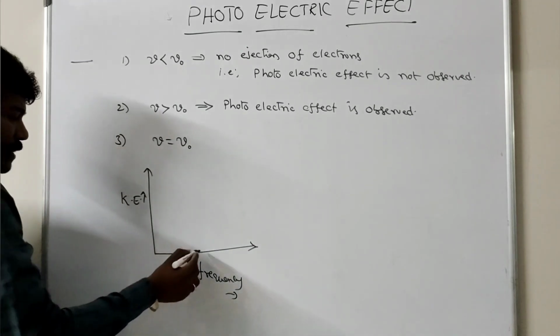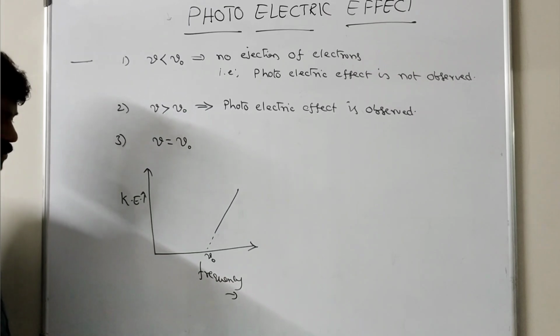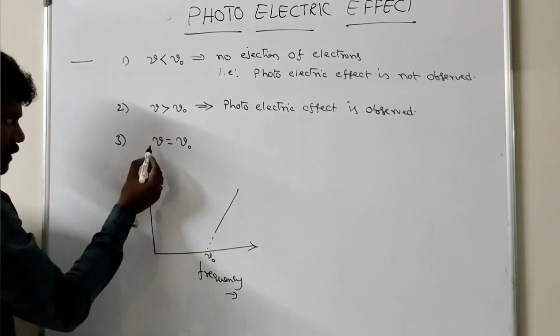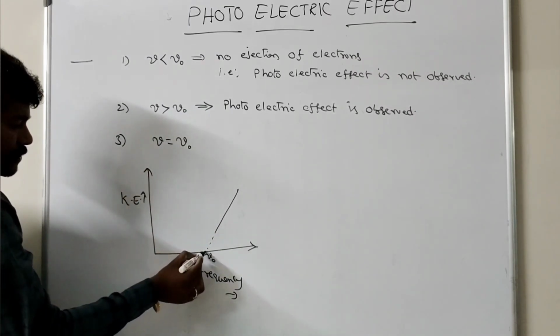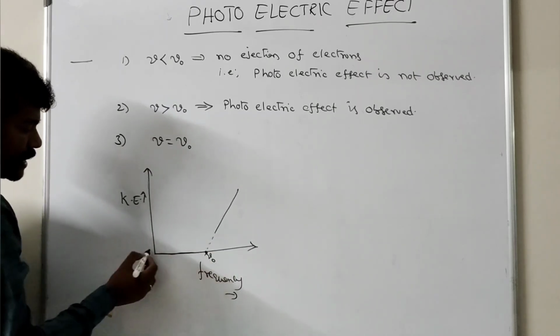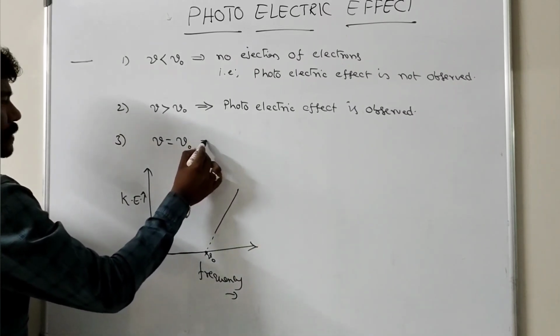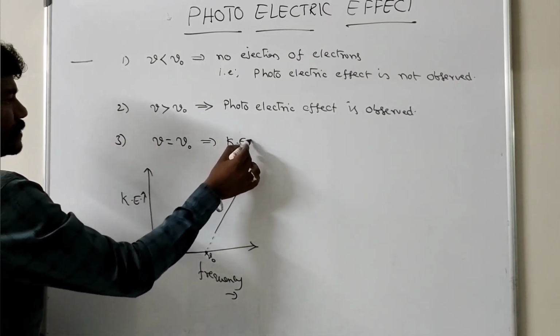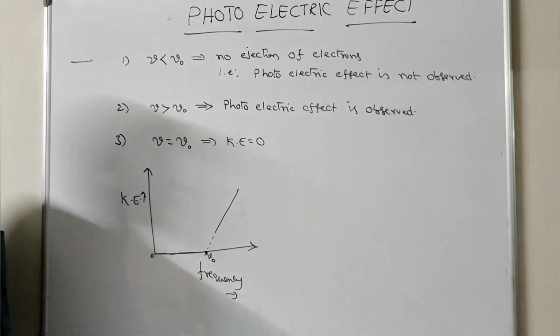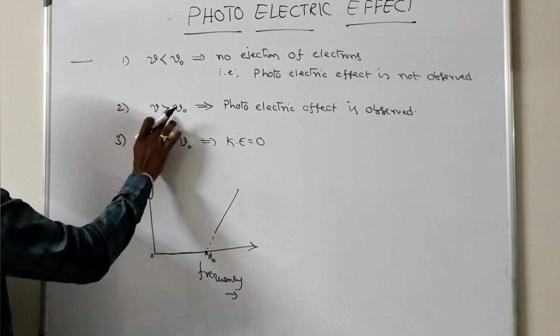Like this is nu naught. The incident light radiation frequency is equal to nu naught. So there is no kinetic energy here. Kinetic energy is equal to 0. So we can observe the photoelectric effect only when nu is greater than nu naught.